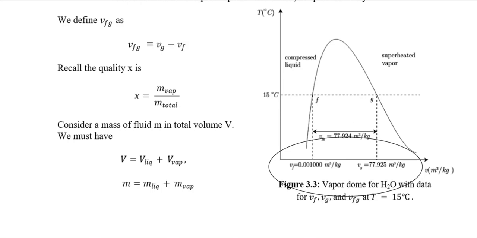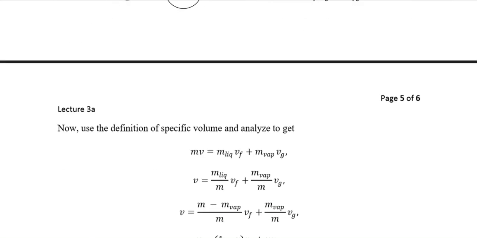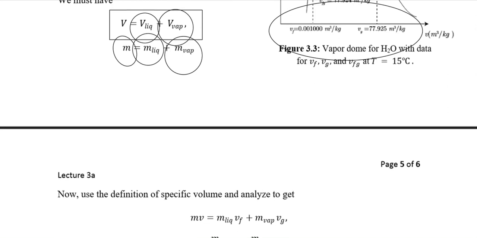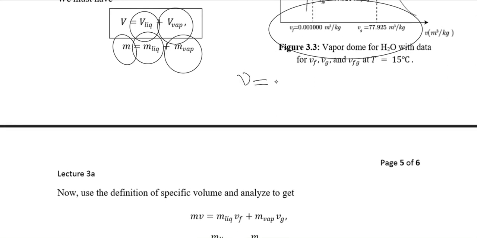Recall that quality is the mass of the vapor divided by the total mass. The total volume V, if I'm talking about the vapor and liquid from our experiment of a piston and cylinder with boiling water, is the volume of the liquid plus the volume of the vapor. And the mass would be the mass of the liquid plus the mass of the vapor. So the specific volume, if you remember, is equal to the total volume divided by the mass.